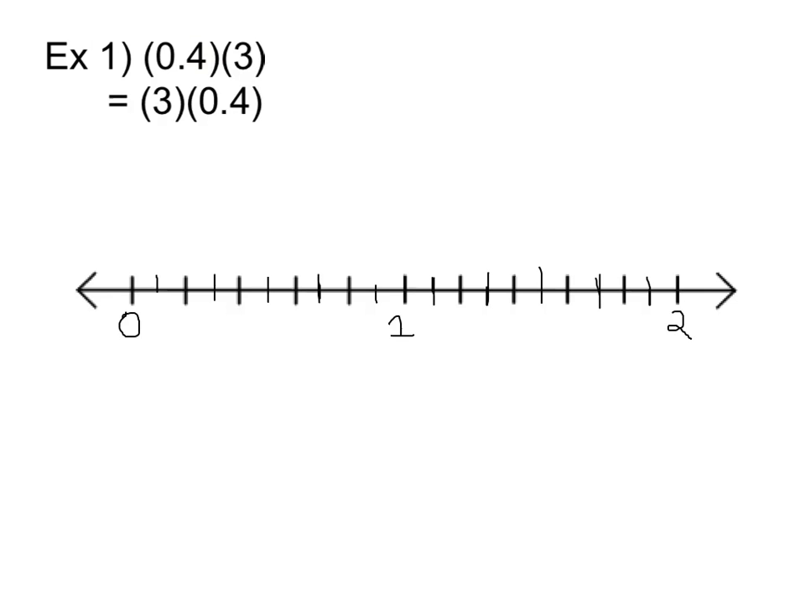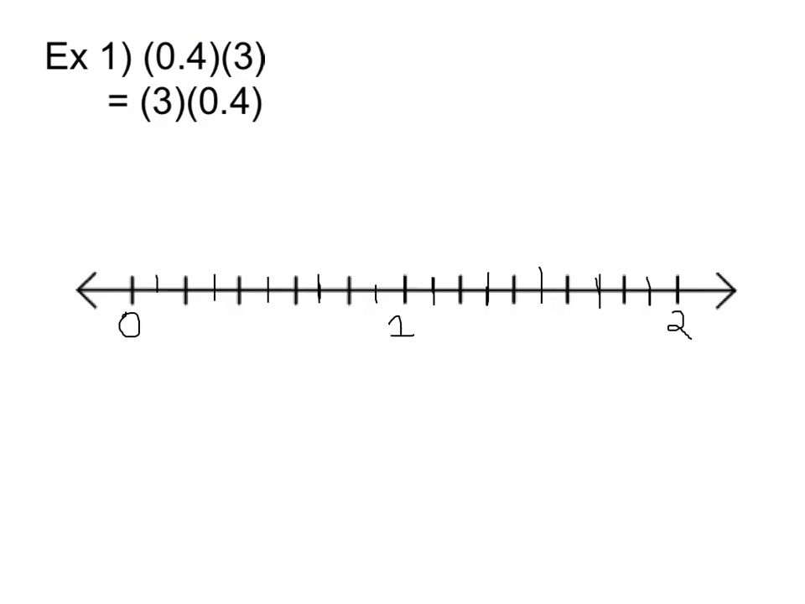It's kind of hard to show 4/10 times 3 on a number line, so I'm going to use the commutative property of multiplication and rewrite 4/10 times 3 as 3 times 4/10. Here we have 3 times 4/10. We're going to show it on a number line.